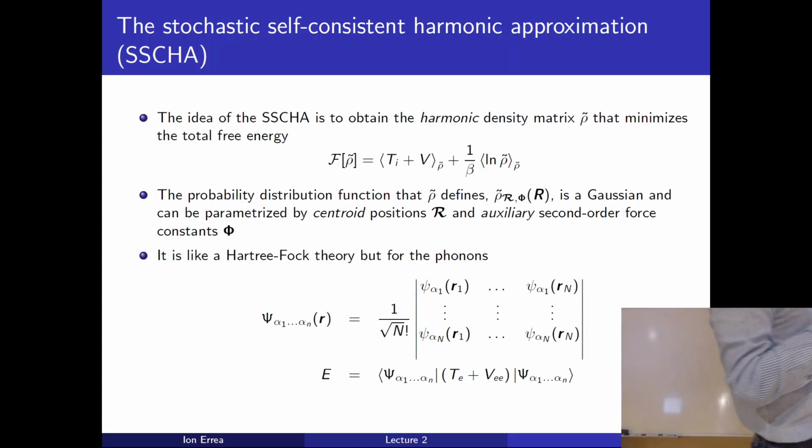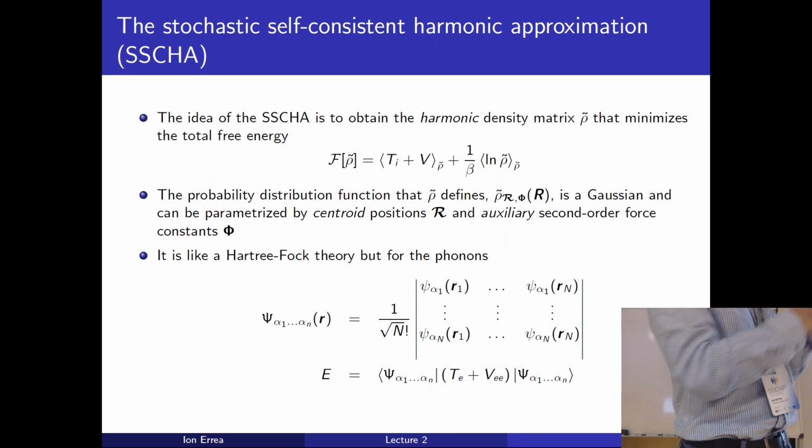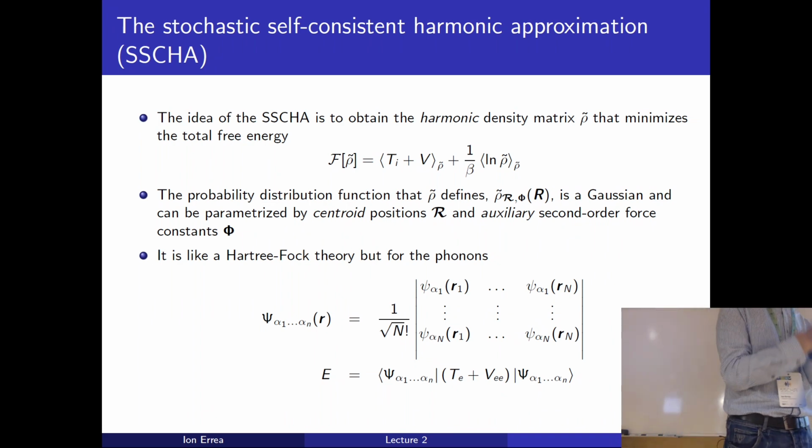So the idea is that we want to obtain the best harmonic density matrix that minimizes the total energy without approximating the Born-Oppenheimer potential. This is the idea of the SSCHA. This is the free energy of our system. This is the kinetic energy of the ions, and this is the full Born-Oppenheimer potential, right? The quantum statistical average taken with the density matrix is the energy. And here we have the entropy term, which is the quantum statistical average of the logarithm of the distribution, so the density matrix, okay? So this is our free energy.